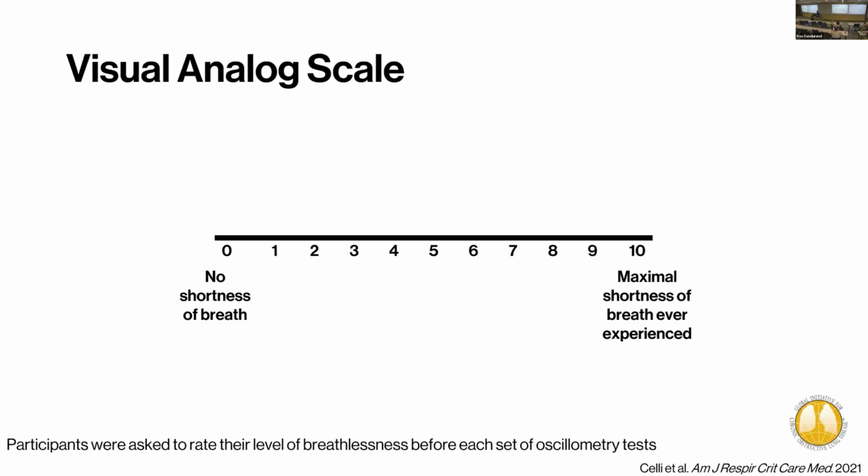For those of you who are less familiar with the visual analog scale, though, that was already shown this morning, it's a scale anchored from 0 to 10, with sometimes you do use numbers, where 0 is no shortness of breath, 10 is maximal shortness of breath ever experienced, and about a 5 is what's considered very severe dyspnea in patients with COPD.